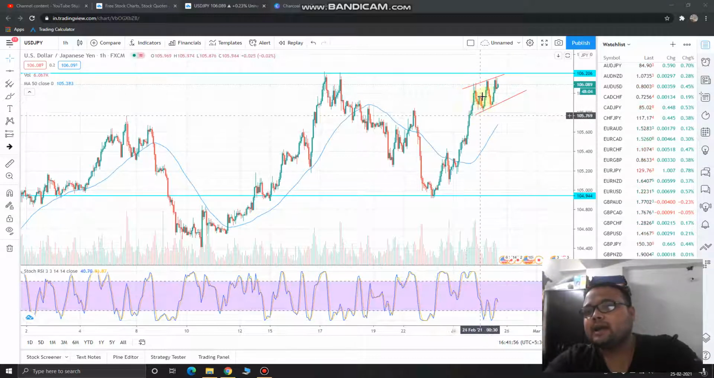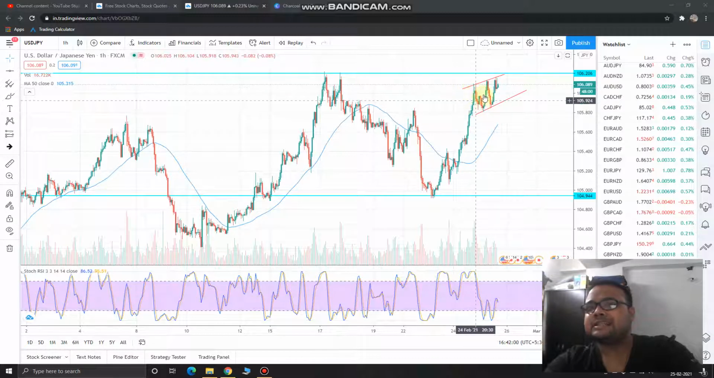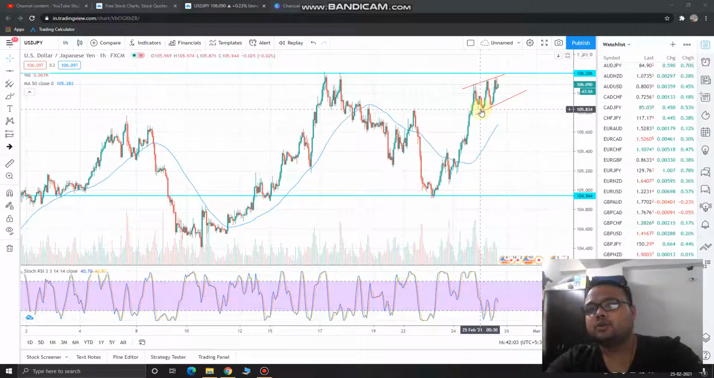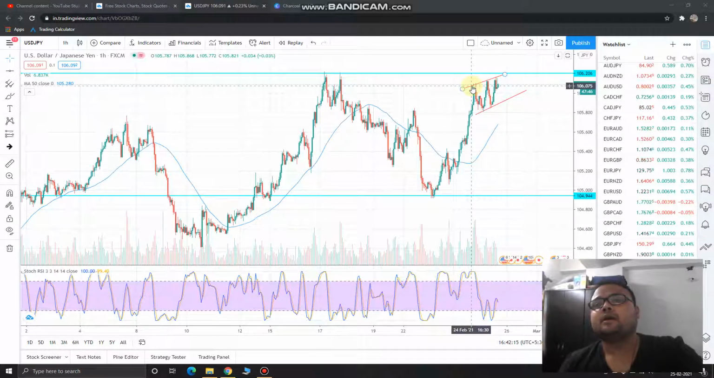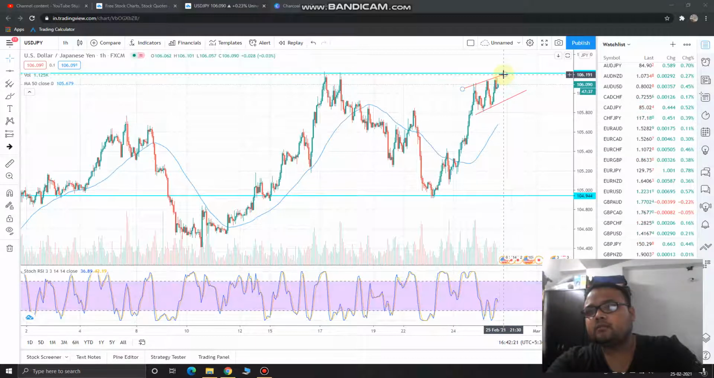So the market is making higher highs. Overall, though the market is struggling here, it is not making lower lows, rather it is making higher highs and higher lows. So that's a good sign. This means that there are still some bulls present in the market who are not allowing the market to sleep. So this level of 106.20 is very crucial.